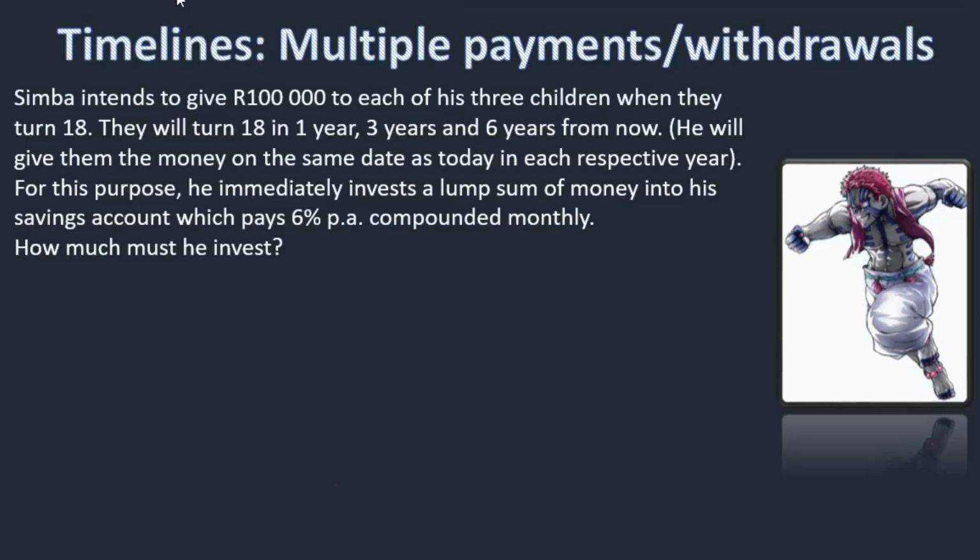Okay, let's read the statement. It says, Simba intends to give 100,000 to each of his 3 children when they turn 18. The first one will turn 18 in 1 year. The second one will turn 18 in 3 years. Another one will turn 18 in 6 years. It says he will give them the money on the same date as today in each respective year. For this purpose, he immediately invests a lump sum of money into his savings account, which pays 6% per annum compounded monthly. How much is he supposed to invest? Now, this is a problem of a question. Let's see why.